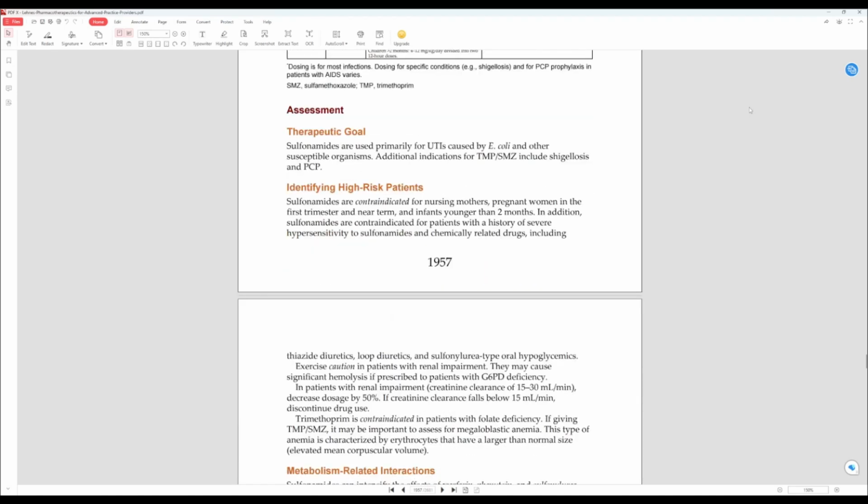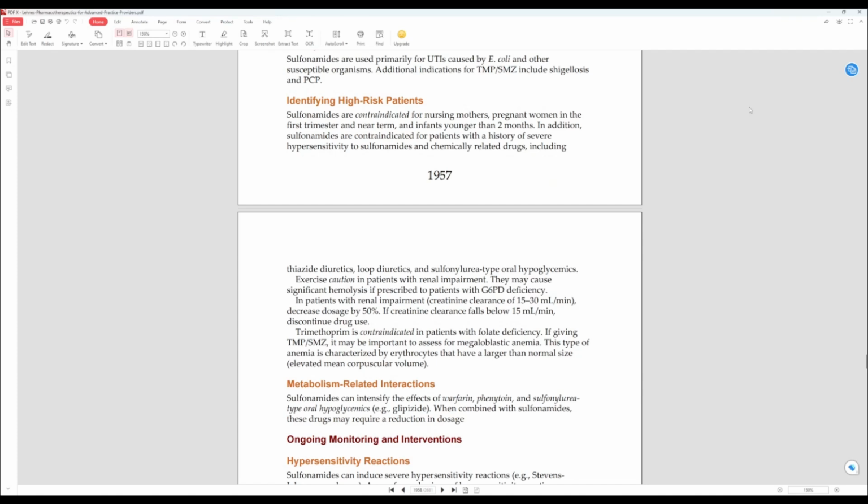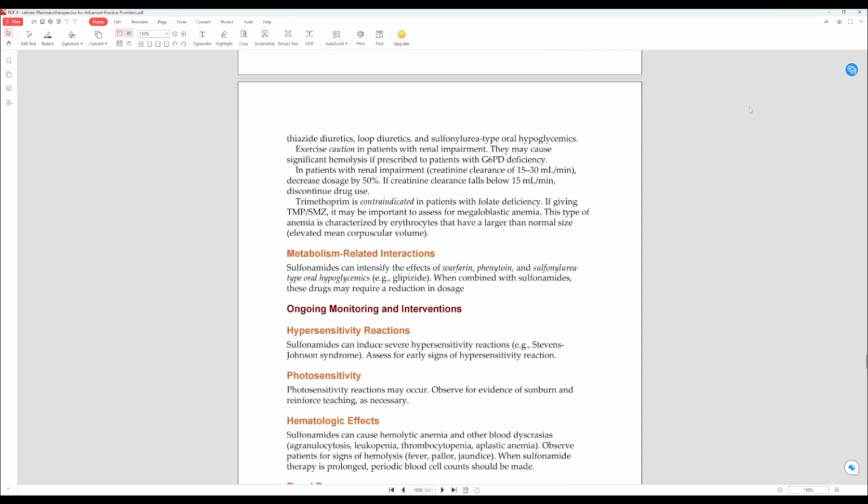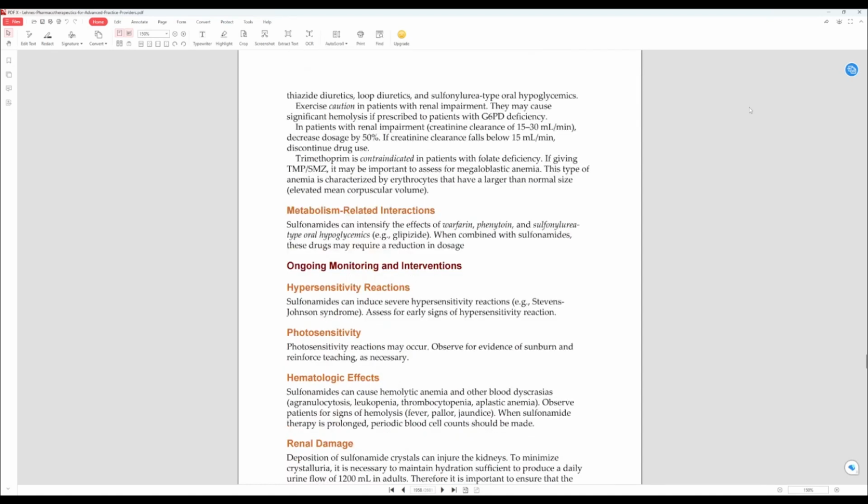Identifying a high-risk patient. Sulfonamides are contraindicated for nursing mothers, pregnant women in the first trimester or near term, and again, those infants younger than 2 months. In addition, sulfonamides are contraindicated for patients with a history of severe hypersensitivity to sulfonamides and chemically related drugs. Again, our thiazide diuretics, loop diuretics, and your glipizide. Exercise caution in patients with renal impairment. They may cause significant hemolysis if prescribed to a patient with a G6PD deficiency.